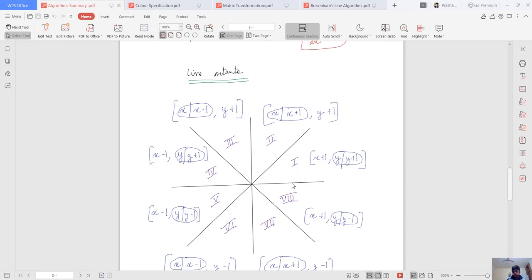So this is dy and this is dx. If both are equal, then dy by dx is equal to 1. So at 45 degrees we get the slope 1. But if we go below 45 degrees, then the slope decreases below 1, going from 0 to 1. And from 45 degrees to 90 degrees, the slope increases.